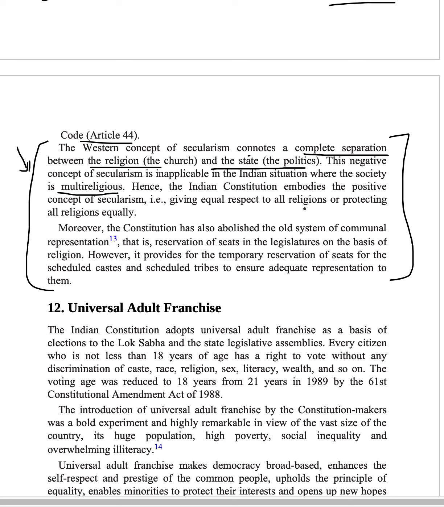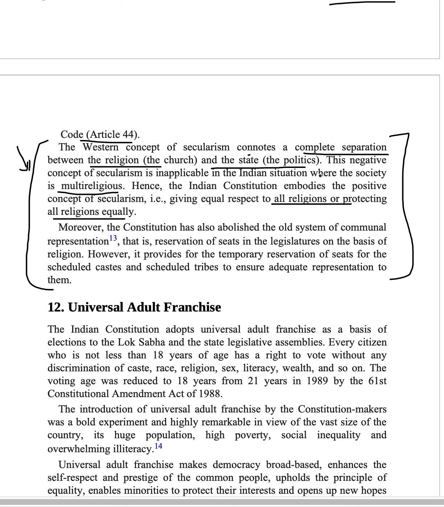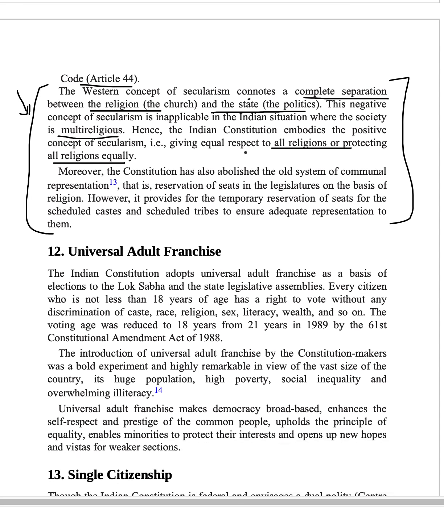So hence the Indian constitution embodies the positive concept of secularism, that is giving equal respect to all religions or protecting all religions equally. So this is the basic difference between Western and our secularism.